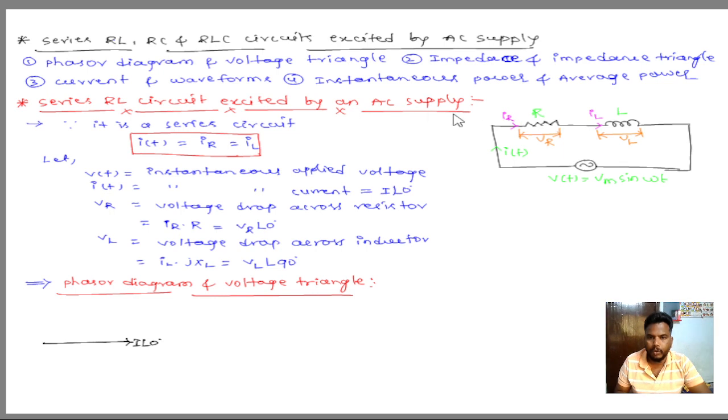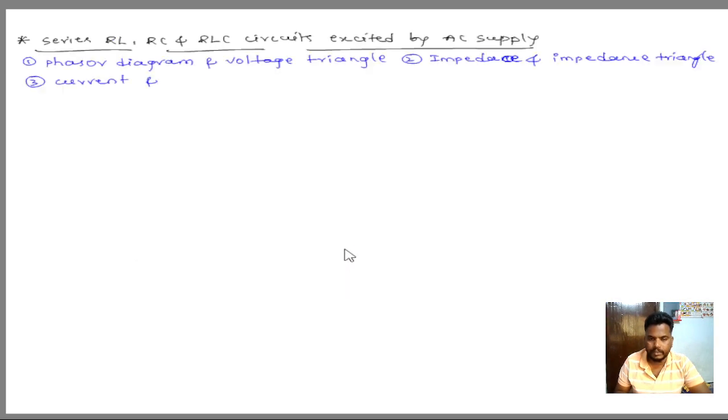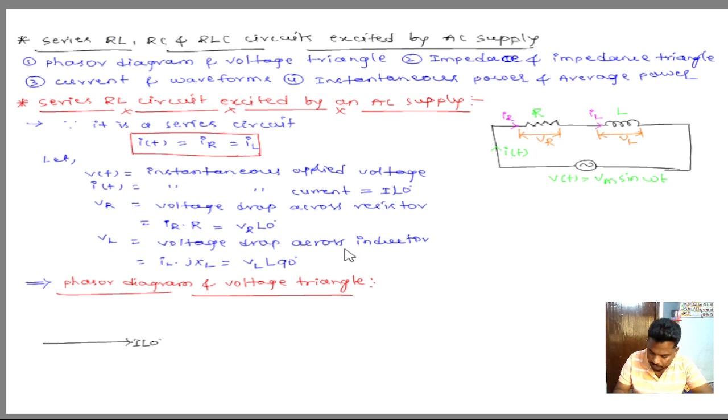Then we need to draw the voltage drop across the resistor in the phasor diagram. And we know that in a pure resistor voltage and current are in phase. Therefore, VR is in phase with the current. Draw VR in phase with current. That is, this is VR at an angle 0. Next, we need to represent the voltage drop across the inductor in the phasor diagram.